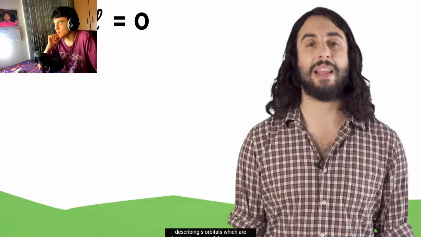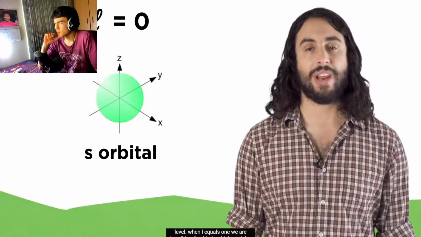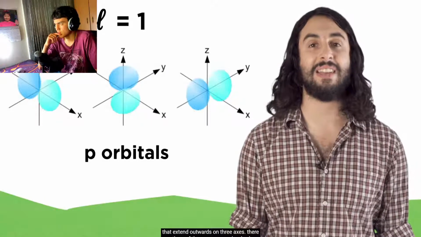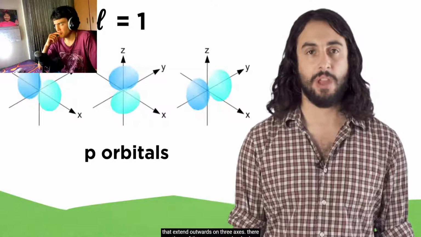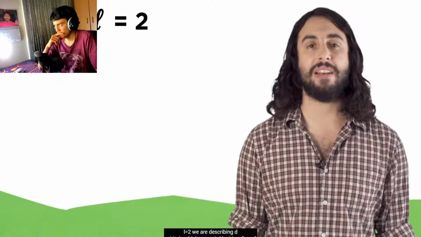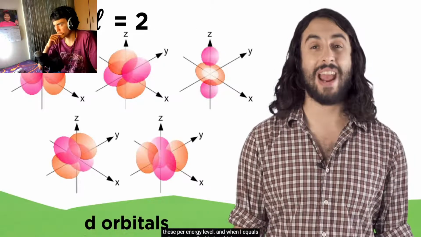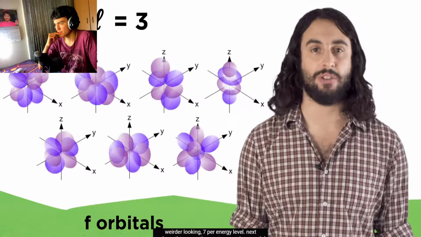The L value describes the shape of the orbital. When L equals 0, we are describing s orbitals, which are spherical. Just one of these per energy level. When L equals 1, we are describing p orbitals, which are lobes that extend outwards on 3 axes. There are 3 of these per energy level. When L equals 2, we are describing d orbitals, which are weird looking, 5 of these per energy level. And when L equals 3, we get f orbitals, which are even weirder looking, 7 per energy level.